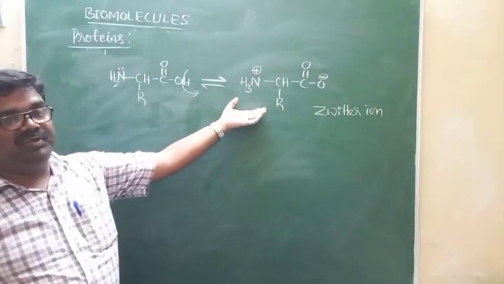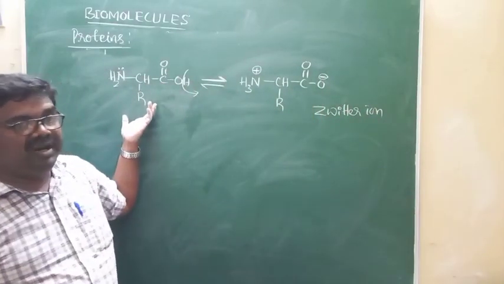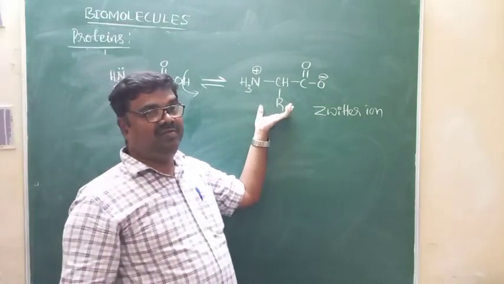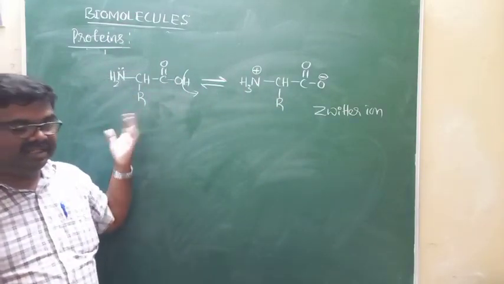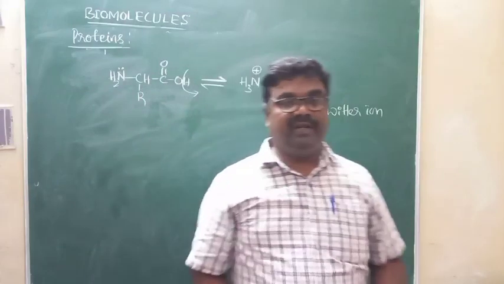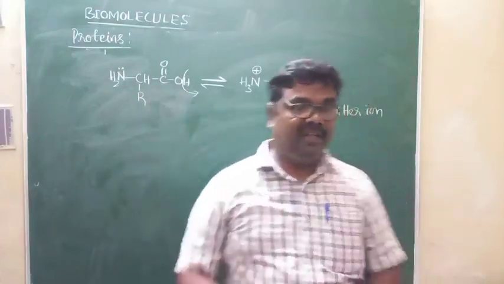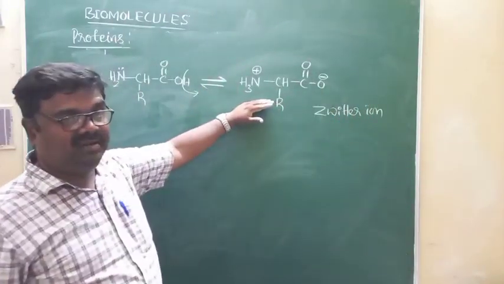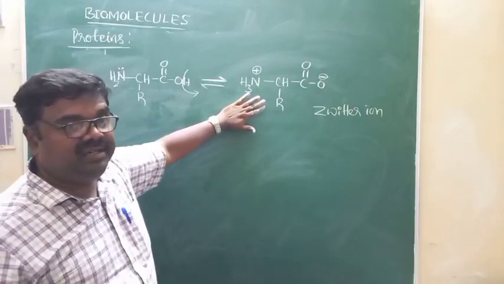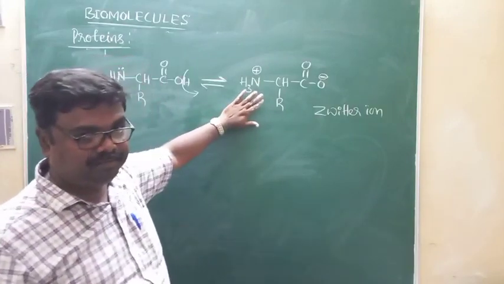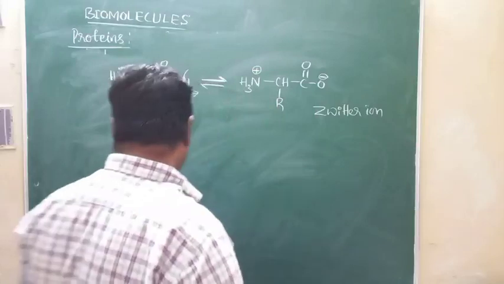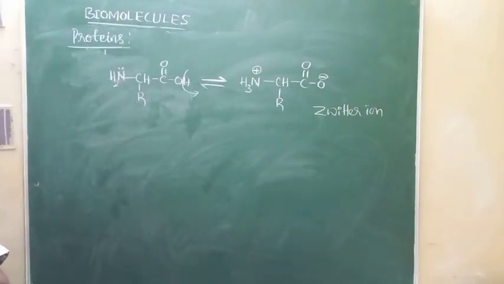This is the zwitterion form of alpha amino acids. In an example, they may ask us to write the zwitterion structure of alpha amino acids, and we are supposed to write this. This is what we call the zwitterion form of alpha amino acids.